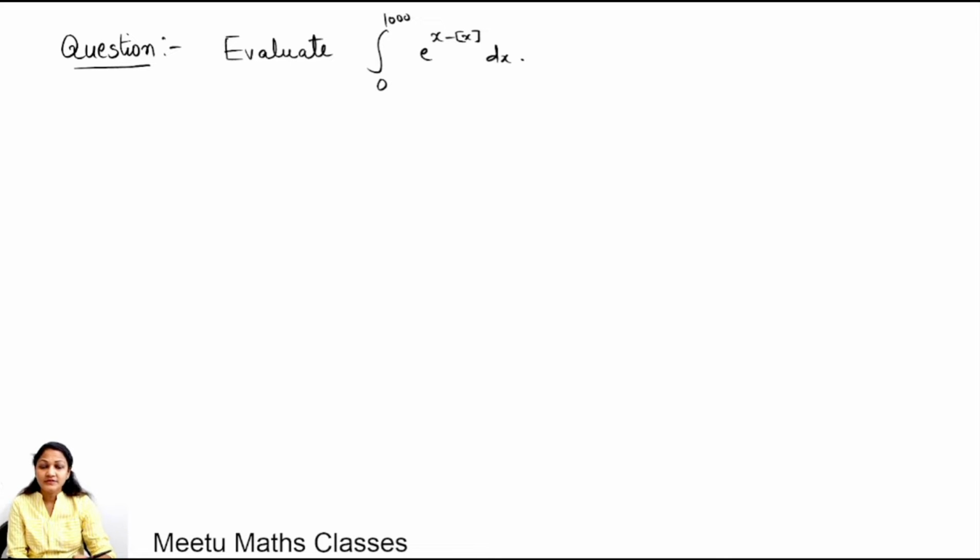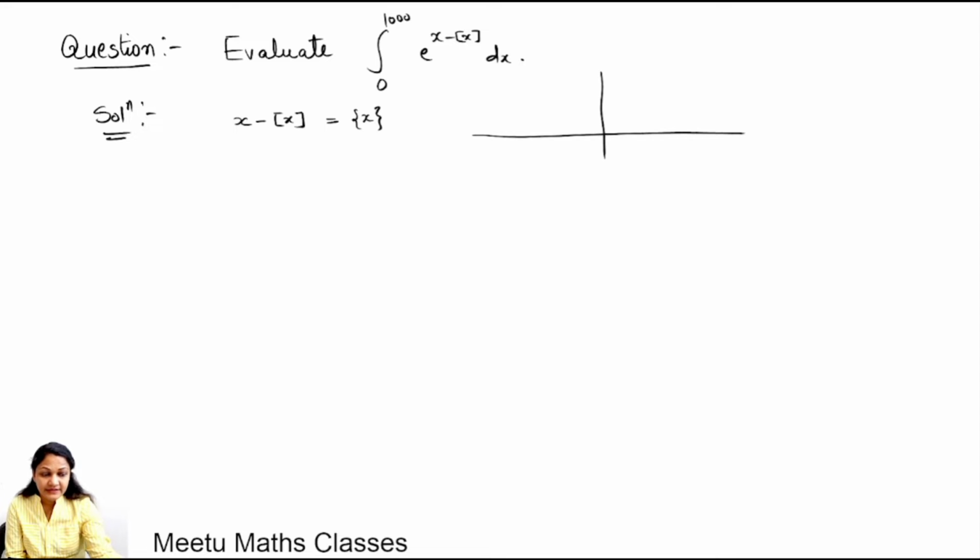This question is from definite integrals and your question is: evaluate the integral from 0 to 1000 of e raised to the power x minus greatest integer function of x, dx. Now to evaluate this integral we are first supposed to find out what is x minus greatest integer function of x. And we know that x minus greatest integer function of x will give you a fractional part function, and the graph of this is like this between 0 to 1.